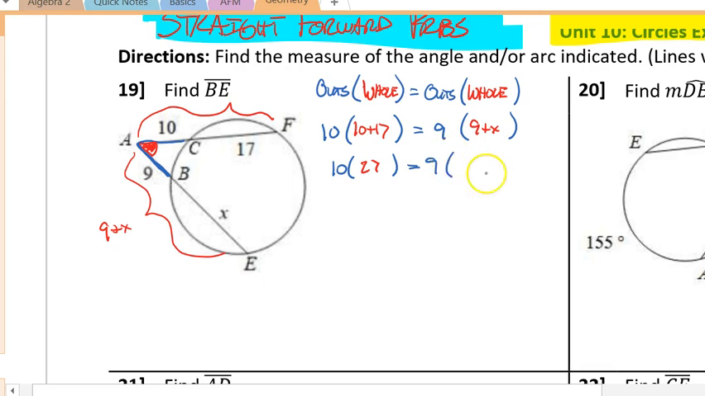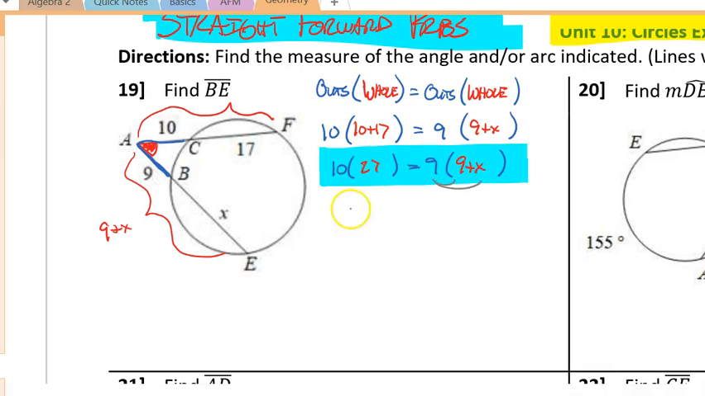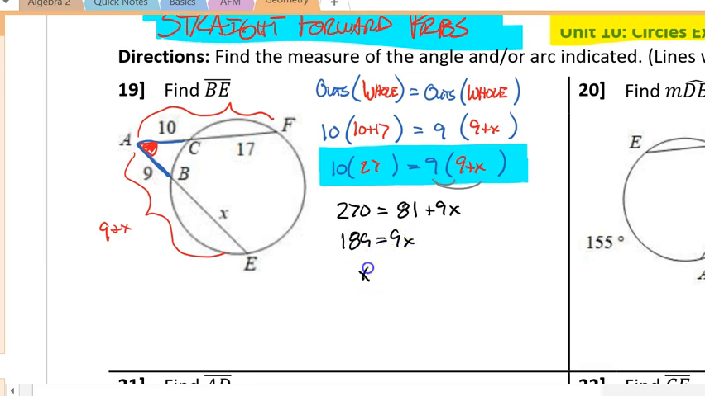I'm just going to recopy that over because I can't simplify that anymore at this stage. So this is our multi-step equation that we now need to solve. We're going to distribute on this side and multiply it out. So it's going to be 270 is equal to 81 plus 9x. I'll subtract 81 from both sides, giving me 189 is equal to 9x. Divide both sides by 9, giving me that x is equal to 21. So BE is equal to 21.